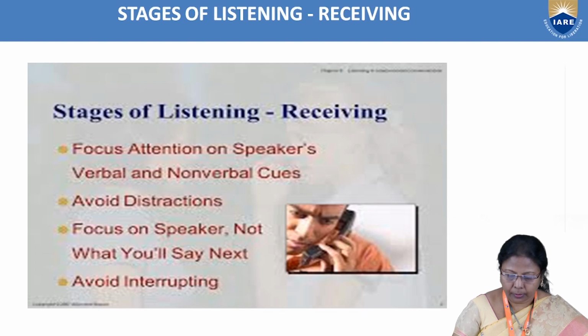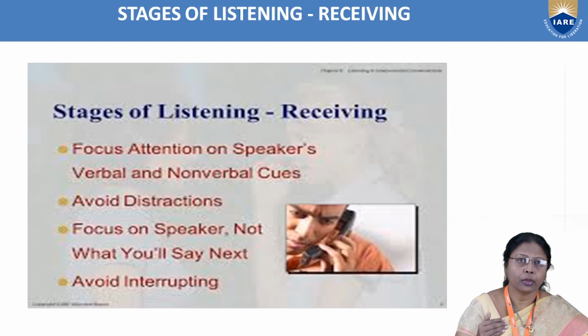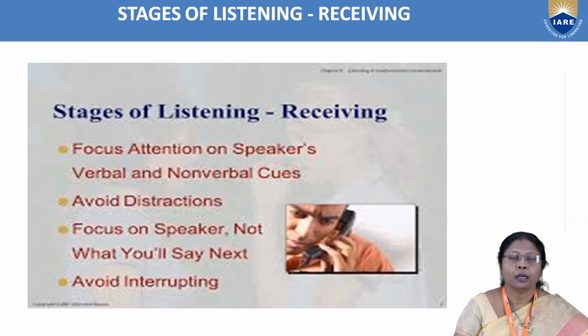Then avoid interruption. Avoid interruption. This is a rude way of disturbing the speaker. Many people, while the speech is going on, have pre-assumptions, a preoccupied mind. So they always start interrupting the person who is speaking, that is what we call the speaker, by raising their hands and doing some gestures. All these things are interruptions in the process of speaking. And even for the listener, these are interruptions in the process of listening, where they are going to miss the information the speaker is speaking.